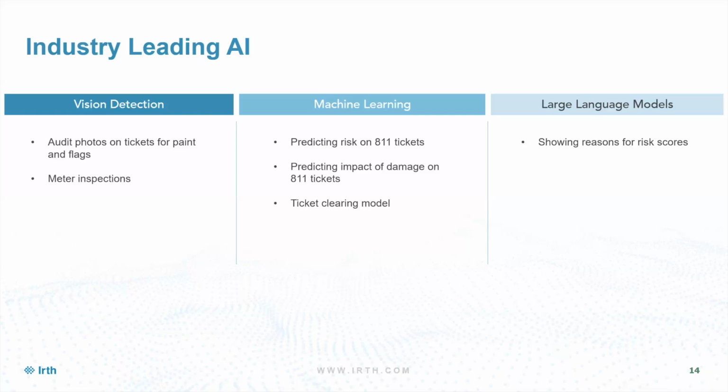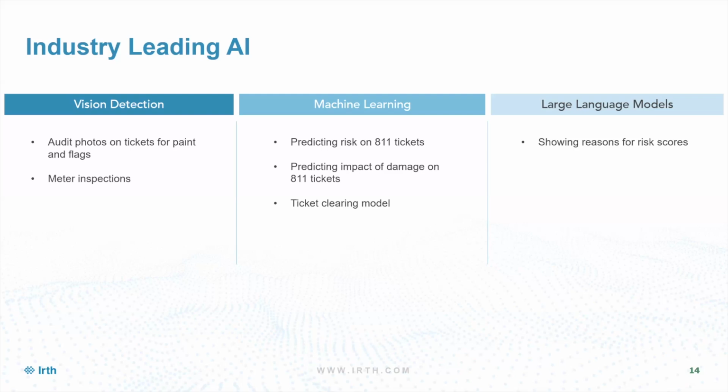So all different types of things we do from a vision detection standpoint here. On the machine learning side, that definitely is in conjunction with this and has an impact, and I'll explain why here. So we have an Earth Insights AI, where we can predict risk on 811 tickets. It is the best and most accurate prediction of risk on 811 tickets that's in the industry today. We can also predict the impact of damage on 811 tickets.